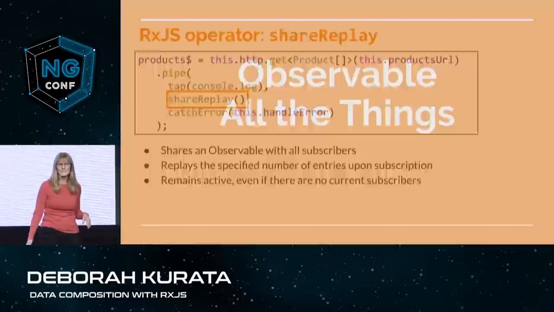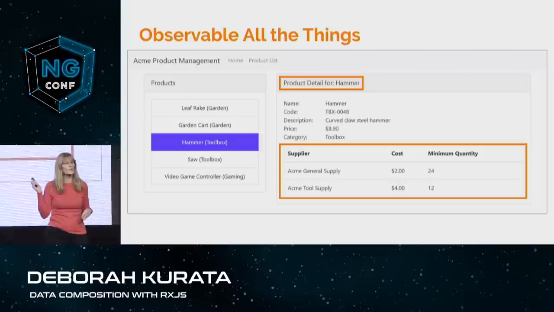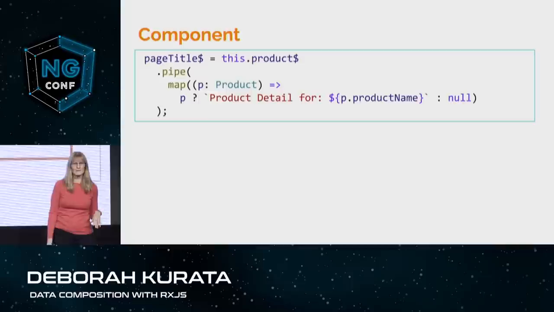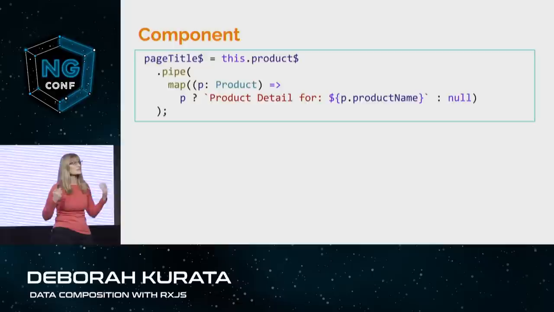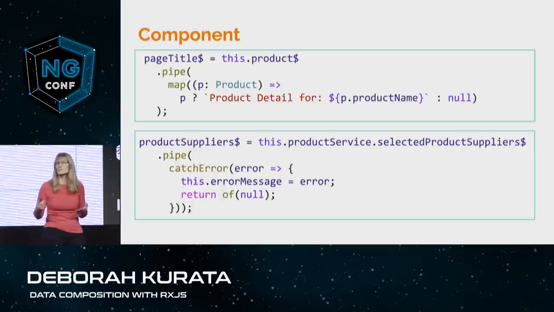OK, the last thing that I want to cover then is observable all of the things. Our page on the right there, our detail page, has more than just product and category information on it. It also has a list of suppliers, and it has a header at the top that is also adjusting for each product that's displayed. So let's observable those things as well. So here we can do in our component, we can make our page title adjust automatically every time the user picks a new product by using the product$ observable and piping it, transforming it with the map from a product stream into a string. And then for our product suppliers, we can do something similar to what we did with the categories and the products, and we can define that as a stream.